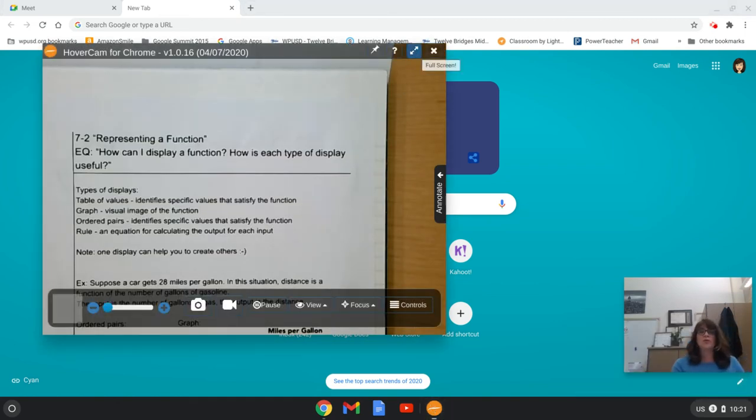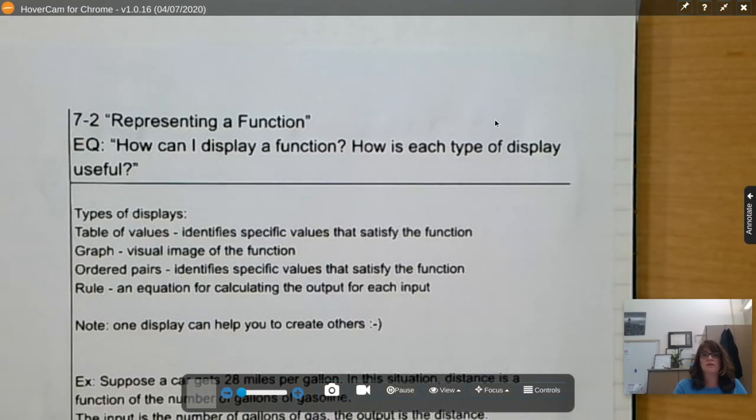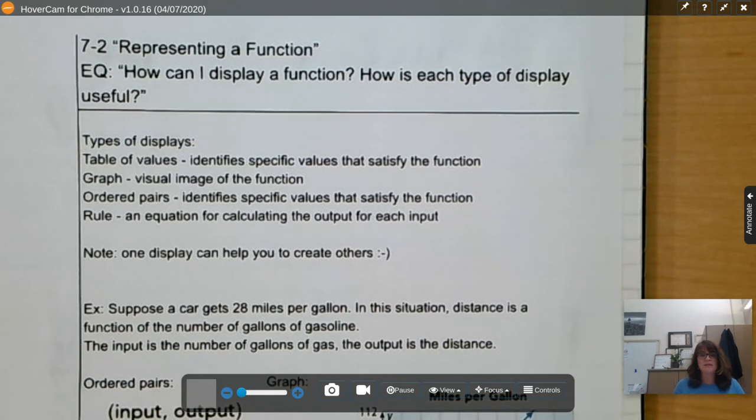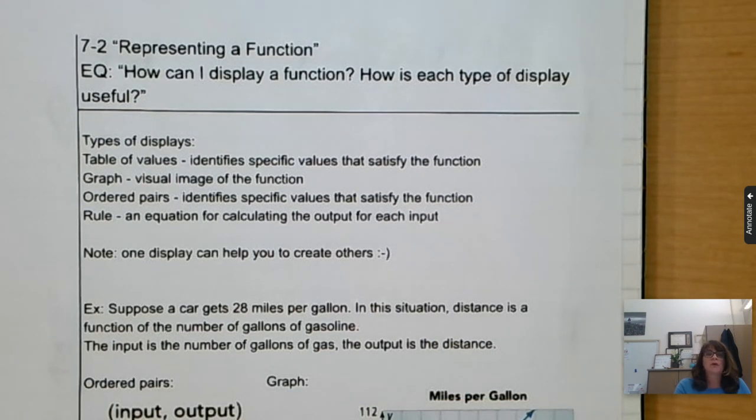Just wanting to get you this video and some information on representing a function. So we talked about functions, that a function is a relationship between two quantities, the input and the output, where for each input, there's only one output.